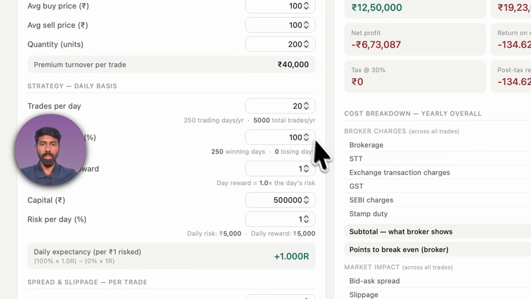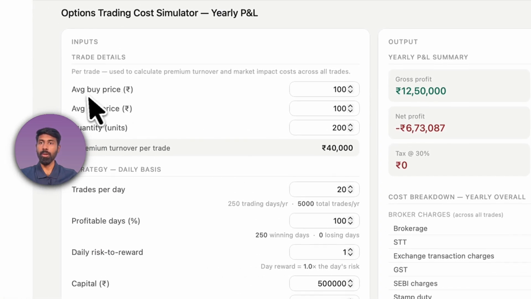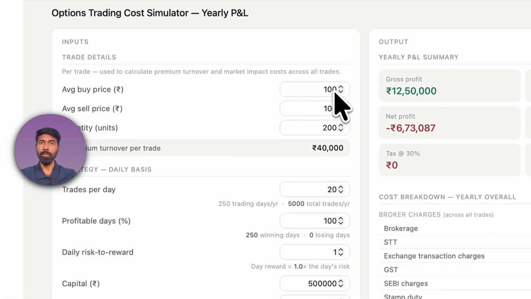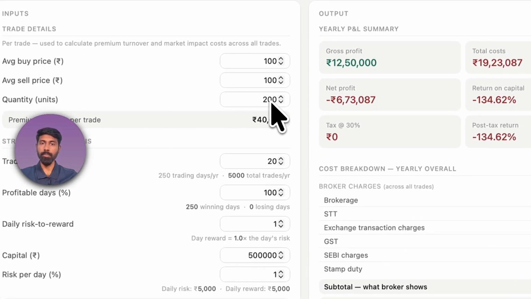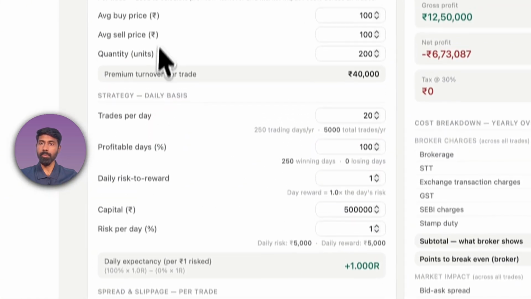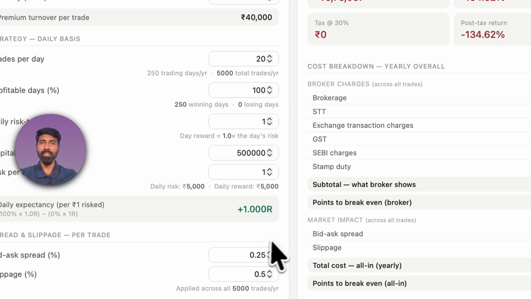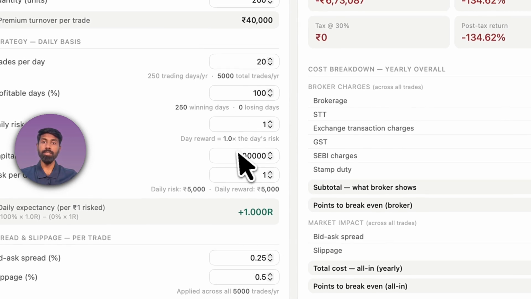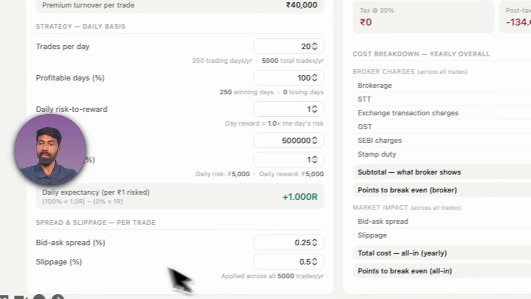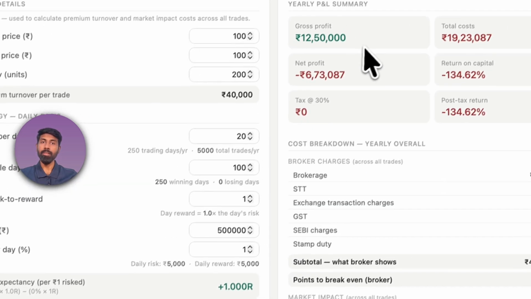But let us assume that to achieve this particular outcome, you are using 20 trades per day. Overall, the strategy has positive expectancy, but you are taking 20 trades per day to achieve this expectancy. And the premiums that you are dealing with: when buying, you are dealing with 100 rupees or a similar premium, selling 100 rupees or similar premium, quantity let's say 200. Let us assume that the bid-ask spread for these premiums is about 0.25% and slippage is about 0.5%, very conservative numbers. So you have a strategy which wins on all days, with very conservative bid-ask spread and slippage percentage, and you are making a profit.